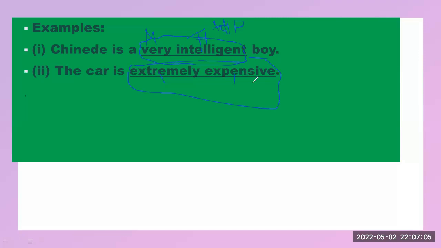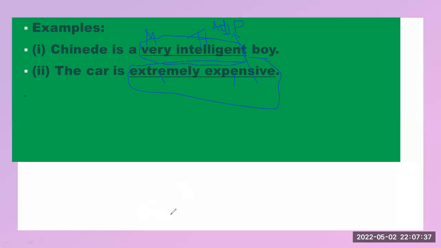Extremely expensive is telling us how much expensive, to what extent is it expensive. It shows us the degree of it being expensive. All right. So the two together, extremely expensive, give us an adjectival phrase. All right.